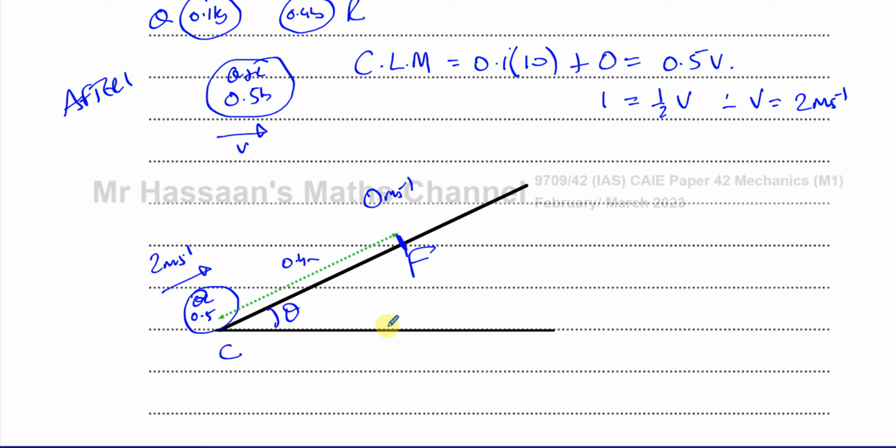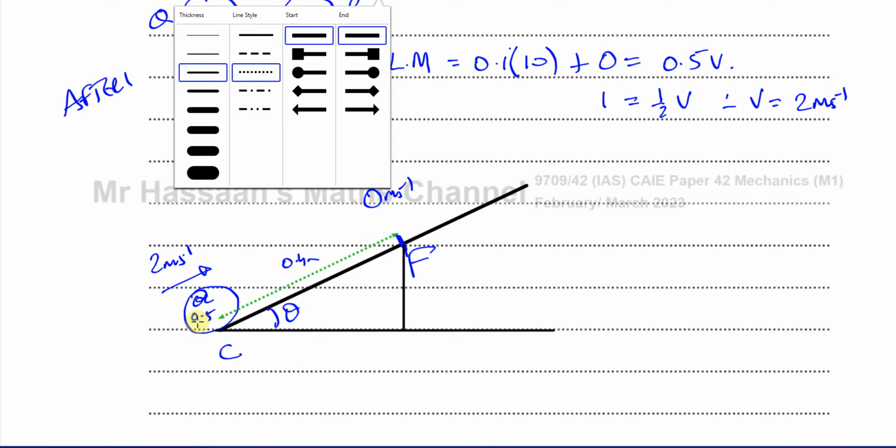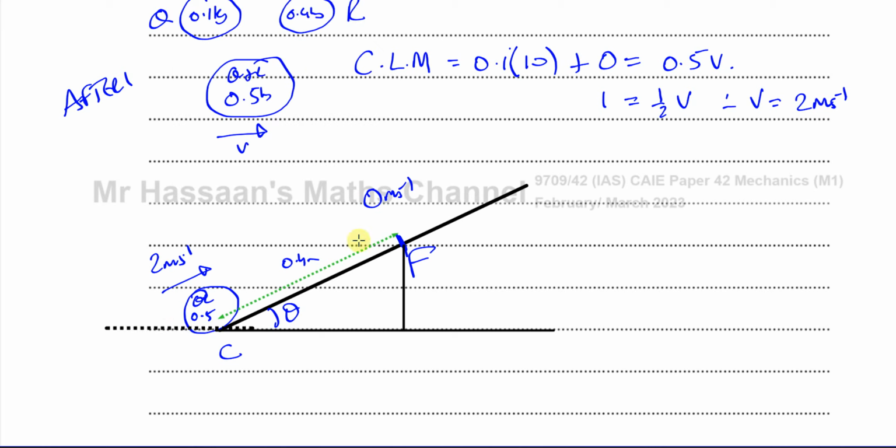Now, I think the best way to deal with this is to use, again, energy. So if I call this the place of zero potential energy, this is a level of zero potential energy, and then I've got the level of F. So this is where potential energy equals 0. That's the level of C, and that's the level of F.